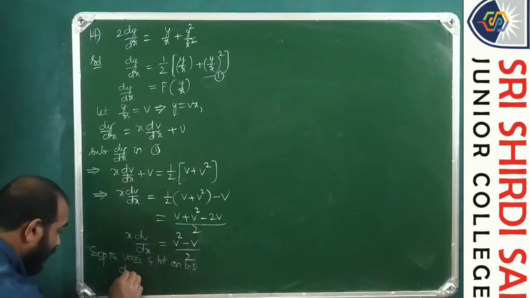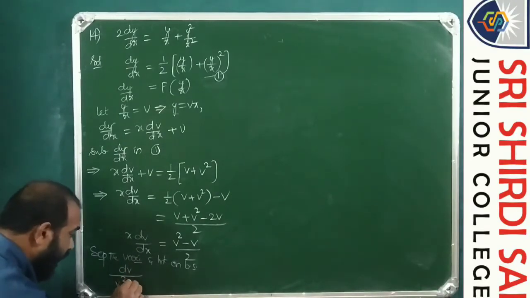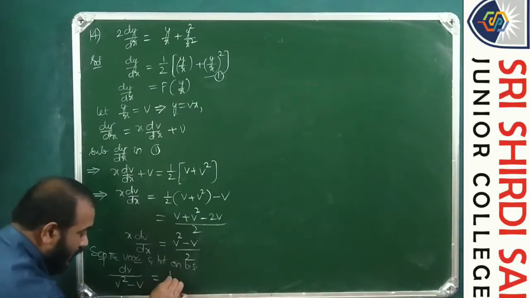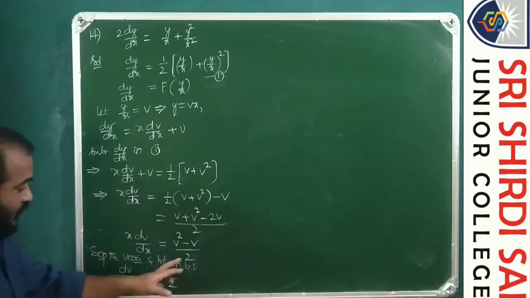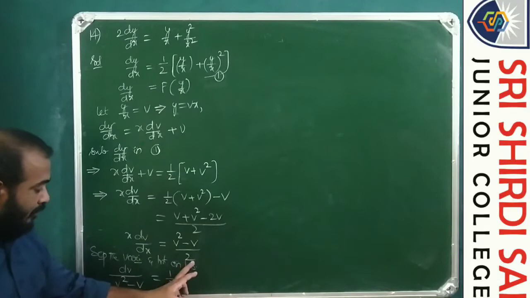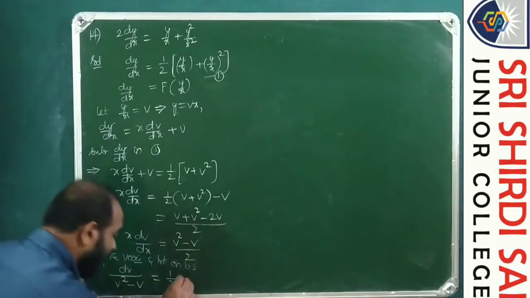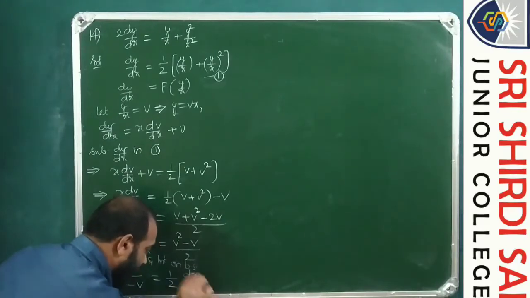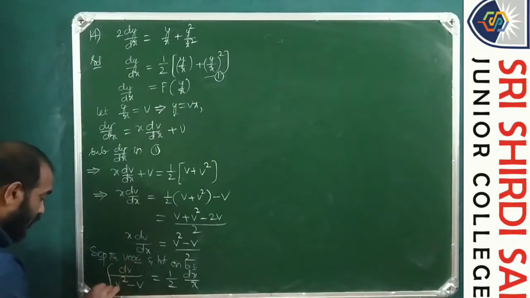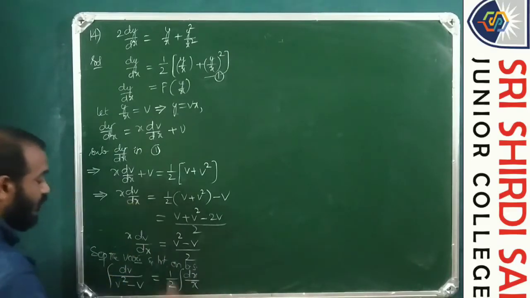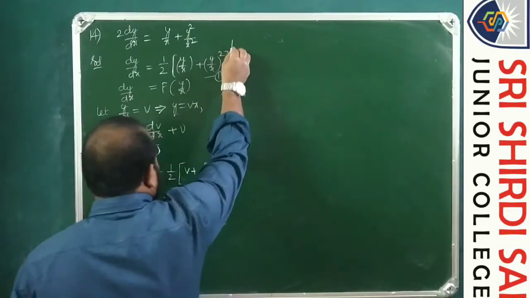Then this is dv by v square minus v is equal to 1 by 2. I am not shifting 1 by 2, I am keeping it on the RHS itself. This is dx by x if I transpose. Now integrating on both sides, 1 by 2 is a constant, dx by x.